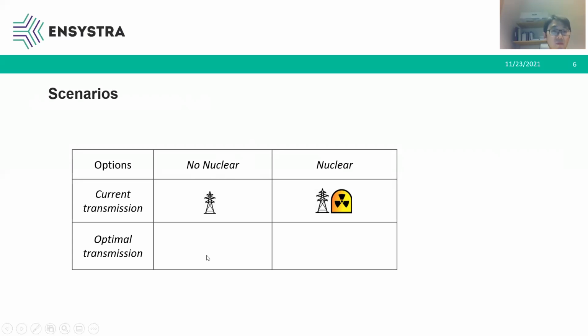The third scenario, optimal transmission, no nuclear. And the last scenario, transmission is optimized and the nuclear power is generation option for Sweden.